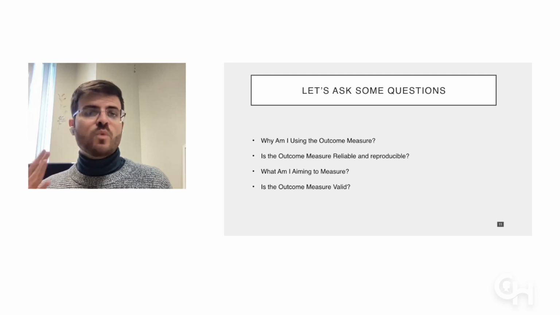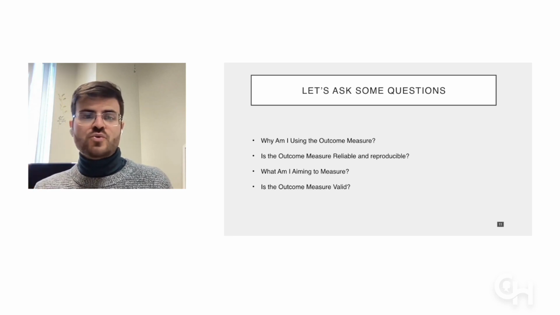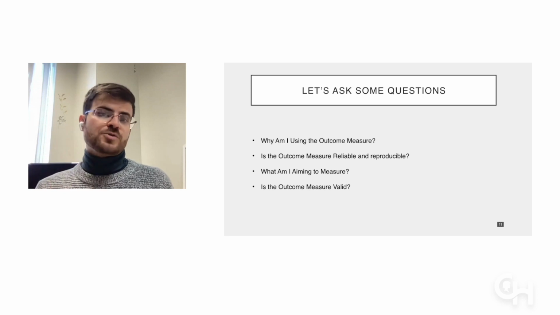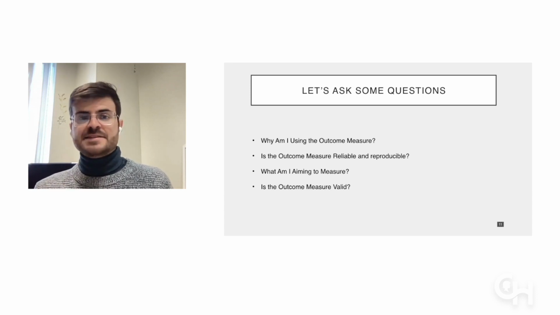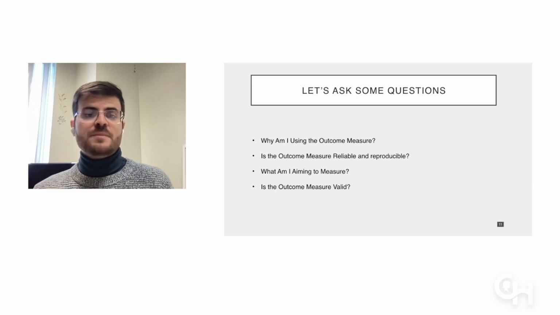Another element to consider when selecting measures is asking ourselves questions beforehand. What do I want to measure? Why am I using these outcome measures? Is this test reliable and reproducible, or is it just a one shot, which is something I don't want? Do I want to measure quality of life? Motor abilities? Independence? Function? And which outcome measures are the most valid and appropriate for evaluating those specific areas? These are all questions that need to be answered beforehand.